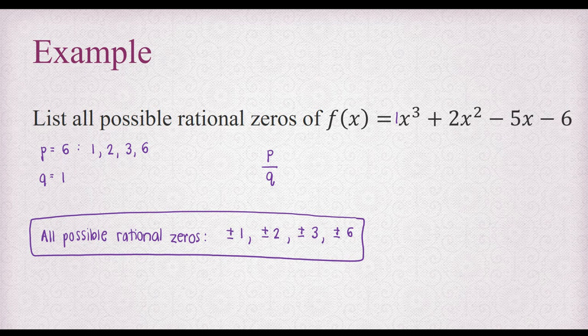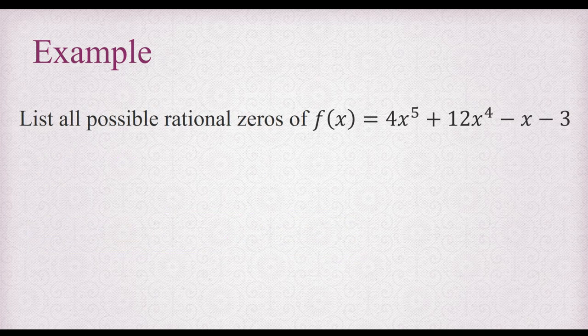And I'm done. Let's take a look at another example. We're listing all possible rational zeros of f of x equals 4x to the fifth plus 12x to the fourth minus x minus 3. So once again, this is in standard form. It goes from biggest degree down to the smallest. I need to identify what p is and what q is.